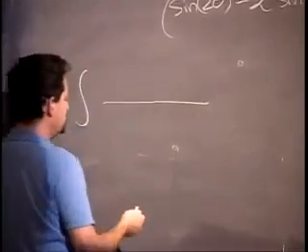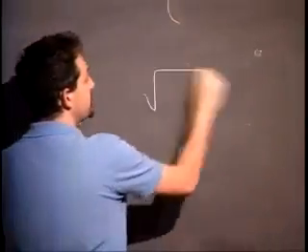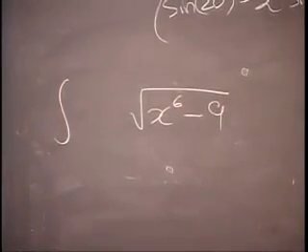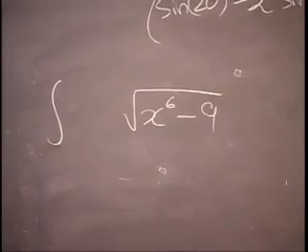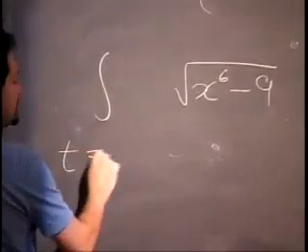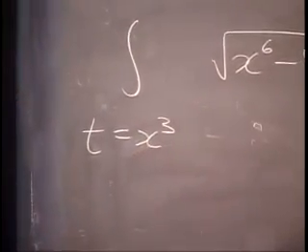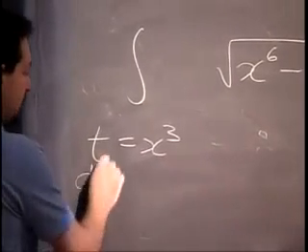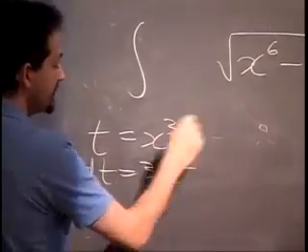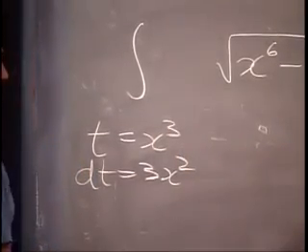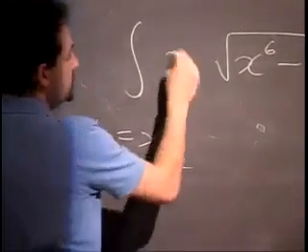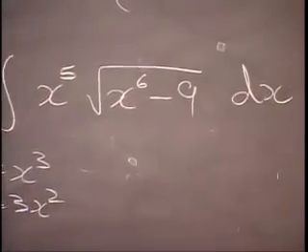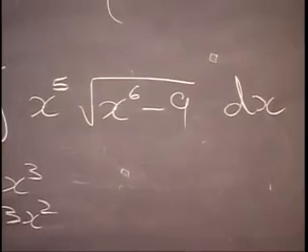So the question is, suppose that your integral involves something like x to the 6th minus 9. What I would try to do first is substitute t equals x cubed. That's what I'd really want to do. Now for this to work, I'm going to need an x squared sitting around. Now, let's suppose this was the problem. I don't know if this is going to work out, so I may not finish it. But suppose it was the integral of x to the 5th times the square root of x to the 6th minus 9.